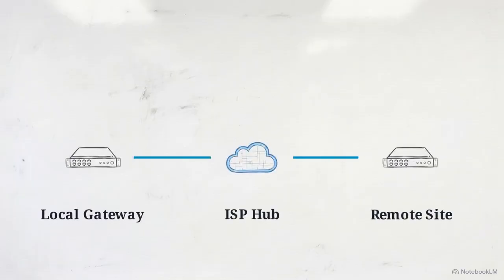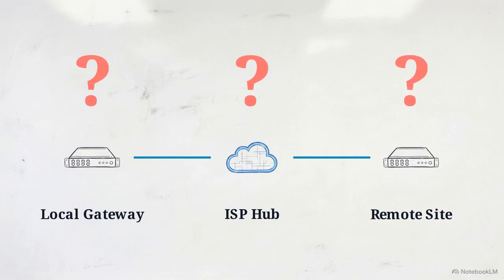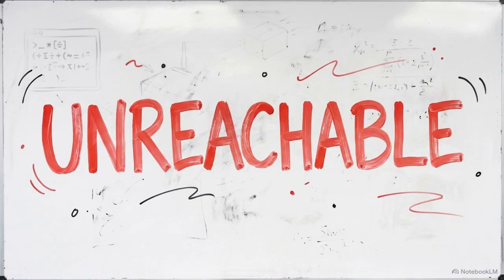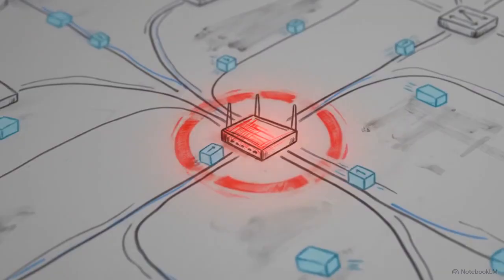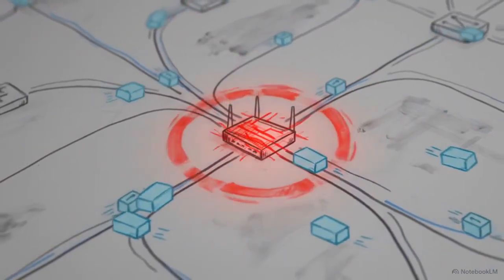The packet could be dropping at the local gateway, inside the ISP hub, or at the remote site. Simple reachability tests are insufficient for complex diagnostics. Network engineers must deploy specialized Layer 3 tools to expose the routing path and isolate the exact point of failure.